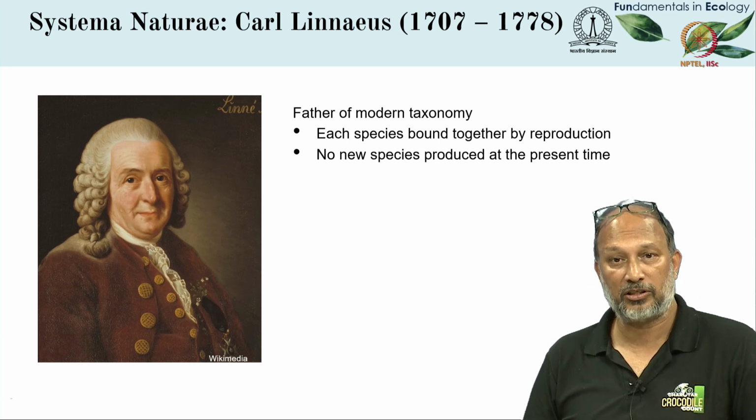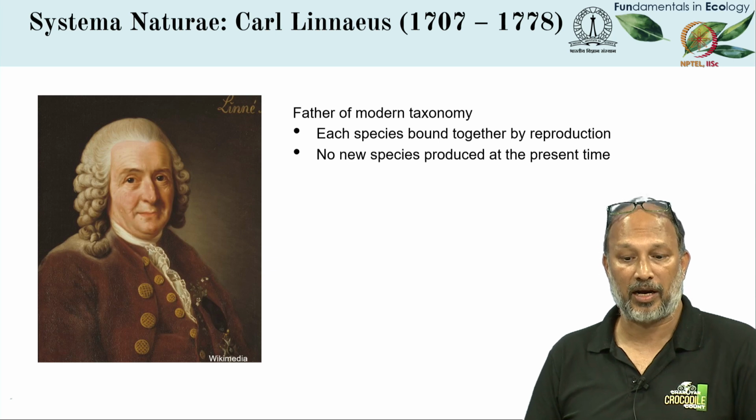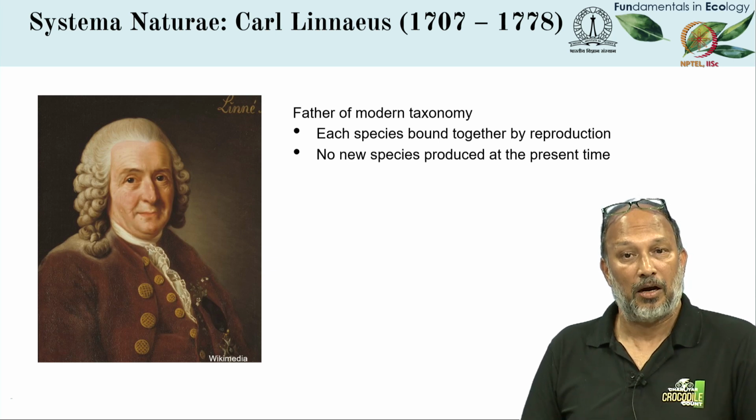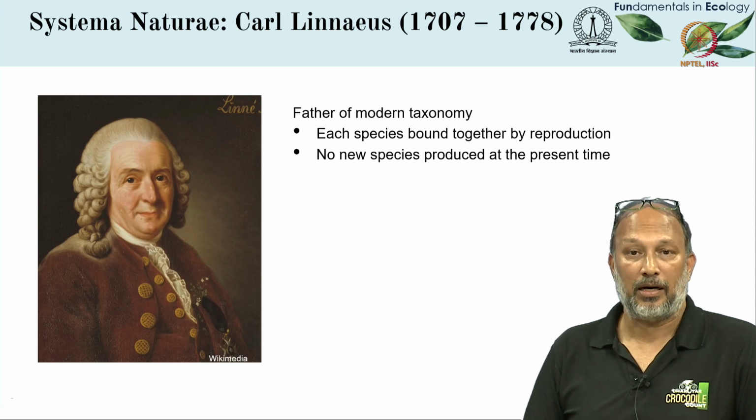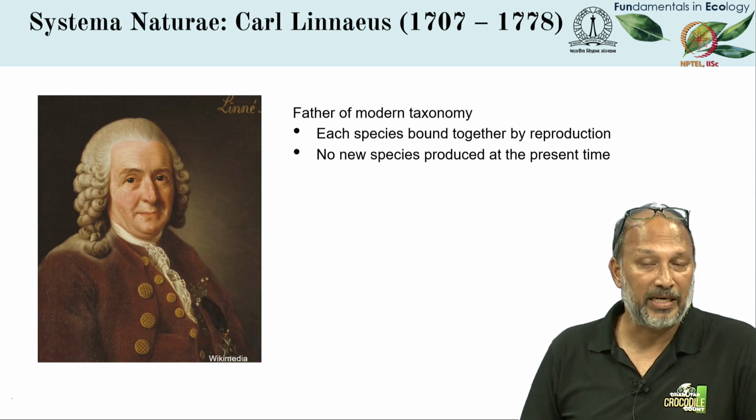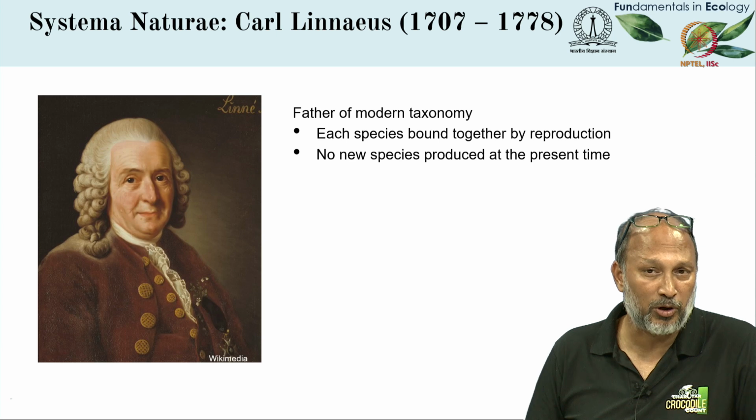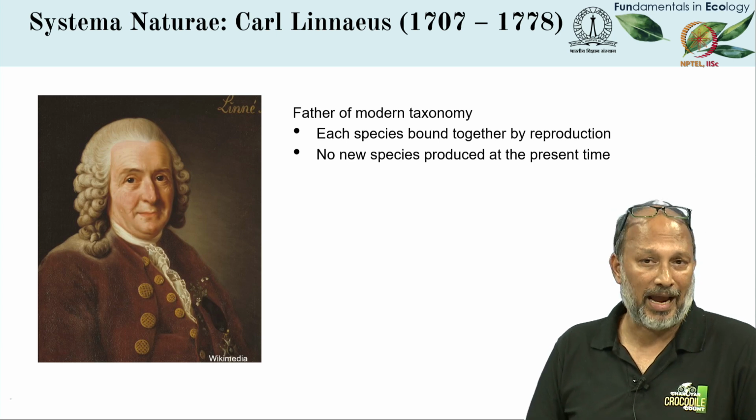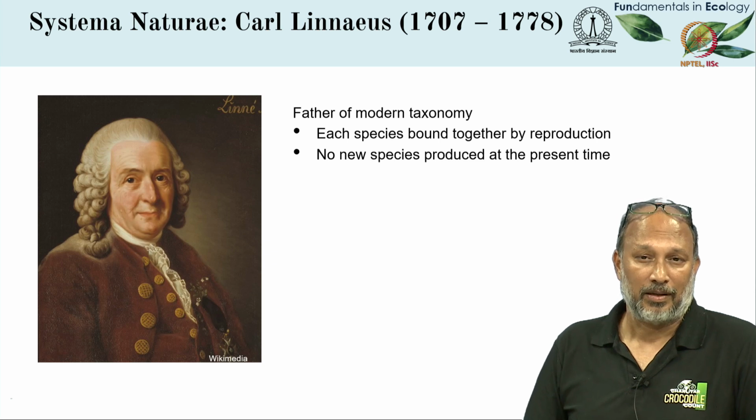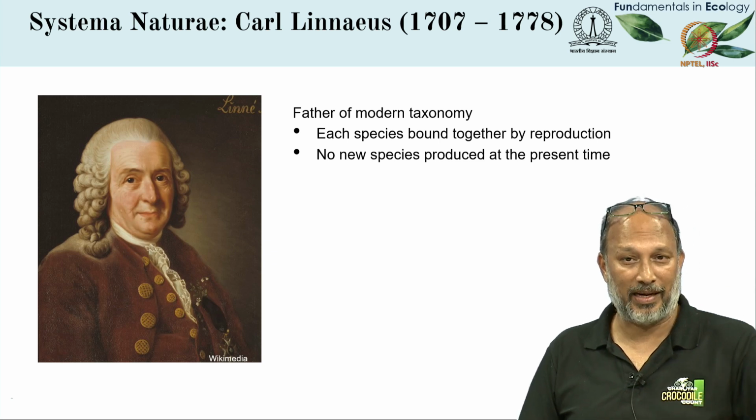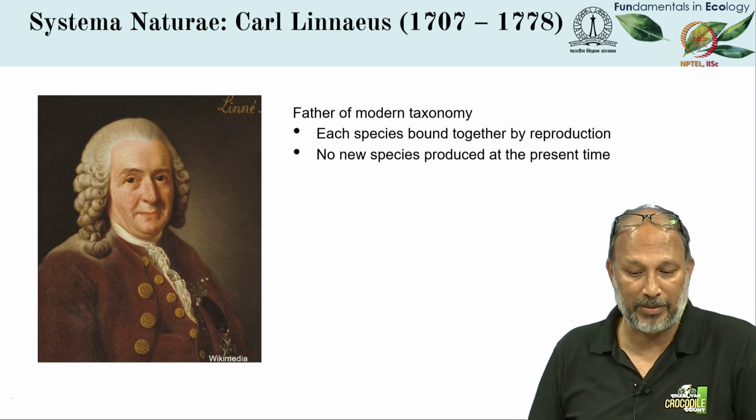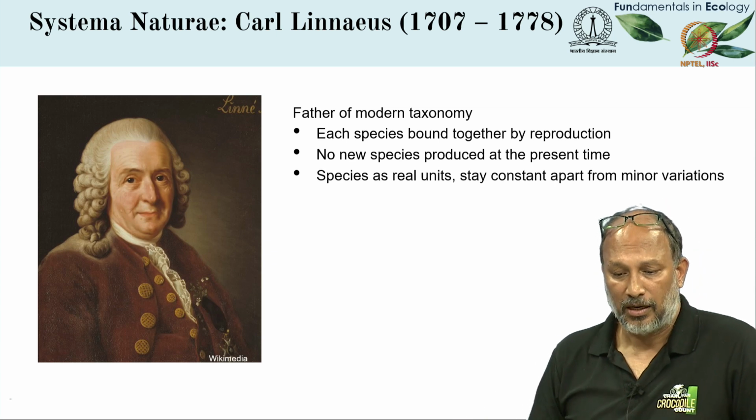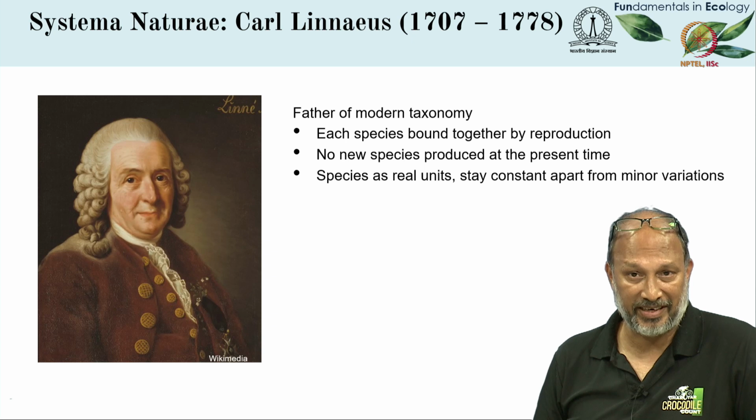Darwin and other naturalists, including Wallace, came along about 100 years later and showed how new species were produced by natural selection. But at the time this was important as a counter to beliefs that new species could be produced spontaneously, could be produced by hybridization of different species, and through other processes that existed in their myths and legends. And so he said species are real units, they stay constant apart from minor variations.